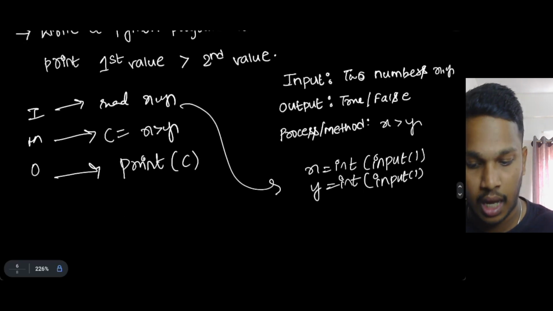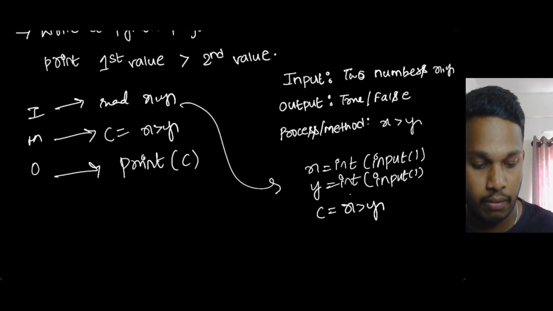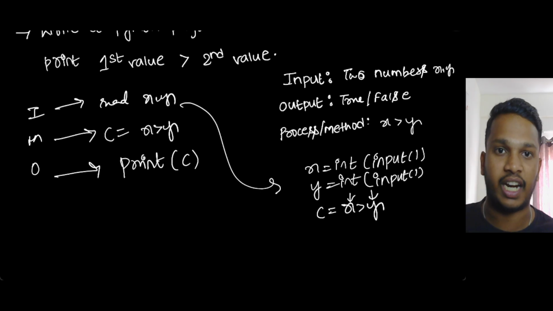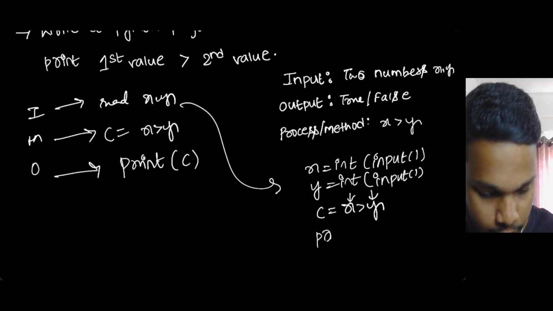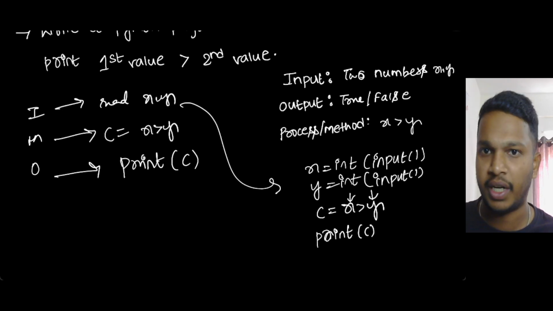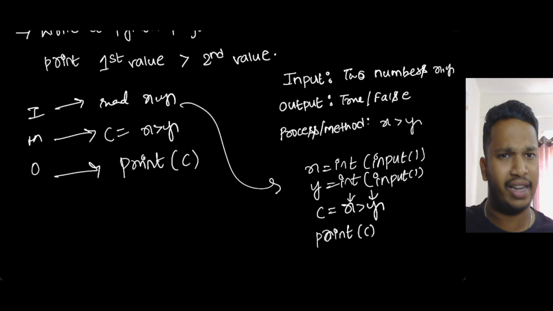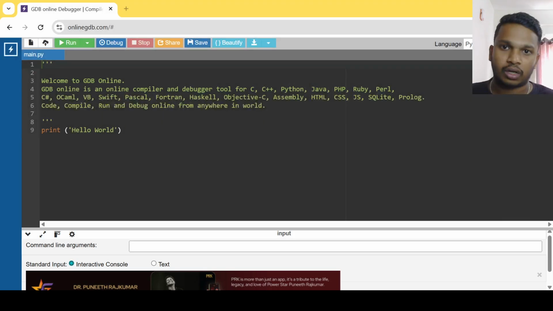Next, what is the method? c is equal to x greater than y. First value greater than second value. If it is greater, c will store true, or else false. Right? A comparison operator returns true or false. Next, we should print c. That's all. The program is very small. It is clear. Now let's execute it and check whether it executes perfectly or not.